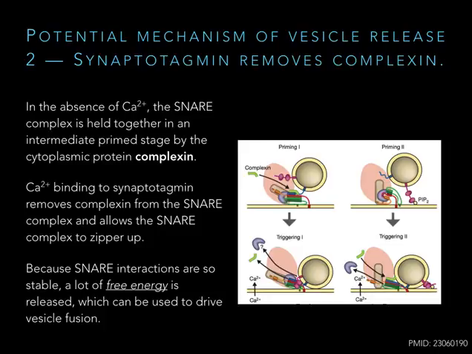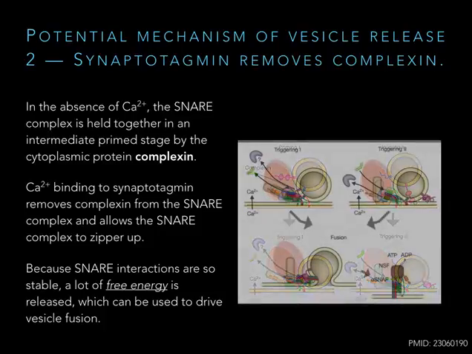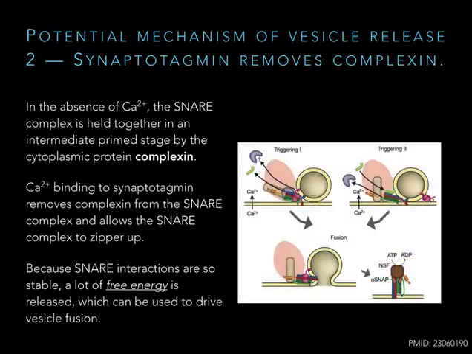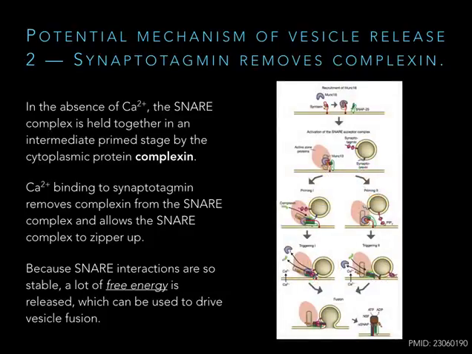Those intermolecular interactions release a sufficient degree of free energy to drive vesicular fusion. So we don't need to poke a hole in the membrane as in the first model. In this case, all we need to do is allow our SNARE complex to zipper up tightly, and that will give us enough energy to drive vesicular fusion. So these are two possibilities.